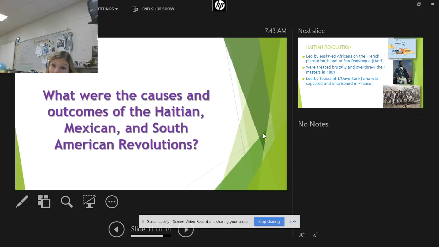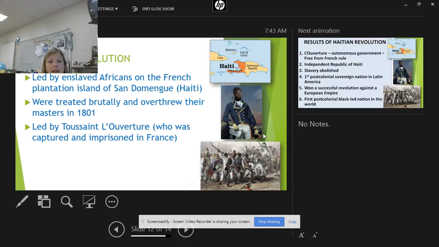We're going to start with our Haitian Revolution. Remember, Haiti is a teeny tiny island, actually half of a teeny tiny island off the coast of Florida and Cuba. Haiti was actually a French plantation colony, so very brutal conditions, very hot, sweltering. Most slaves only lasted about 7 to 9 months on the island of Haiti. Some, if you were lucky, might last 3 or 4 years.